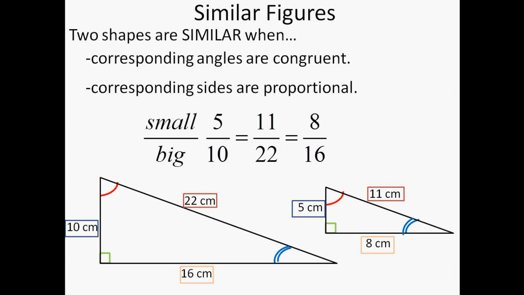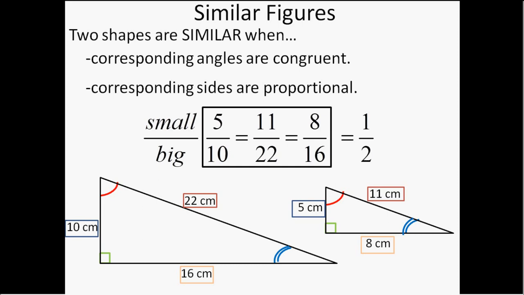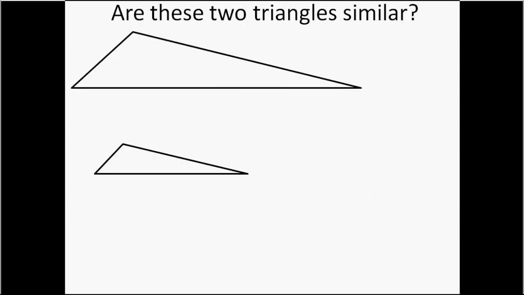And when you set them all up, they all break down to 1/2. So therefore, these triangles are similar. All the angles match up, and they all break down to the same fraction. They're all proportional.